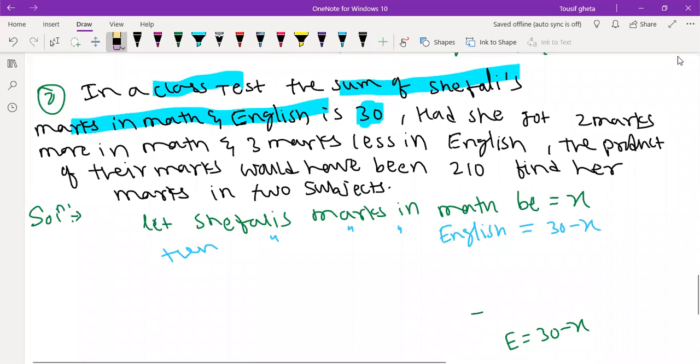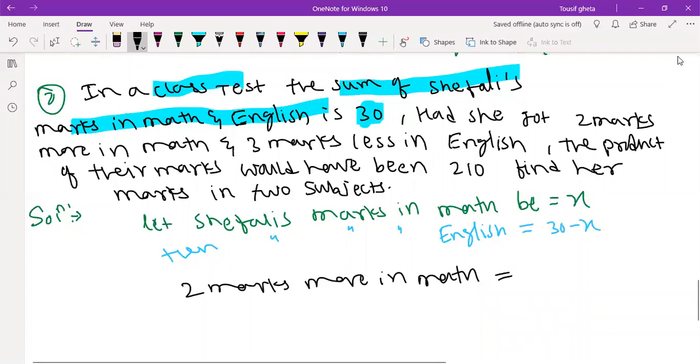Okay. Next, what do they give? They are telling: had she scored 2 marks more in maths, then what would her score become? If she scored 2 marks more, what will her score become? Tell me. Yes, 30 will become if she scored 2 marks more, right. Very good. 2 marks more in maths will become x plus 2.